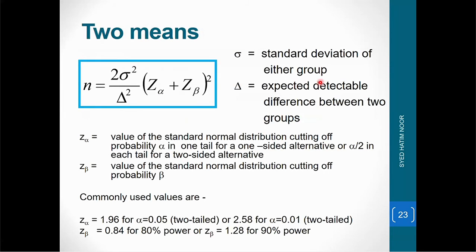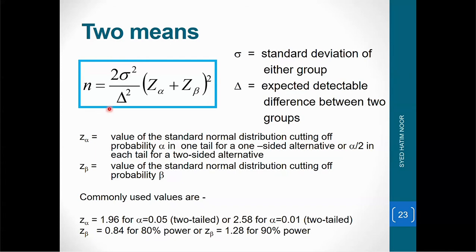Okay, so this is the formula for two means. Two multiplied by the standard deviation, squared, divided by the detectable difference, also squared. This is the Z value for the alpha, and this is for the beta. If you notice, what is the difference between this formula and the single mean formula?